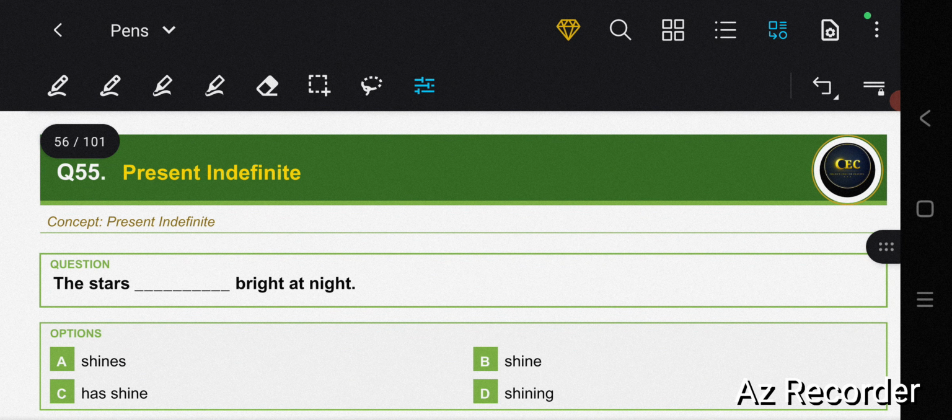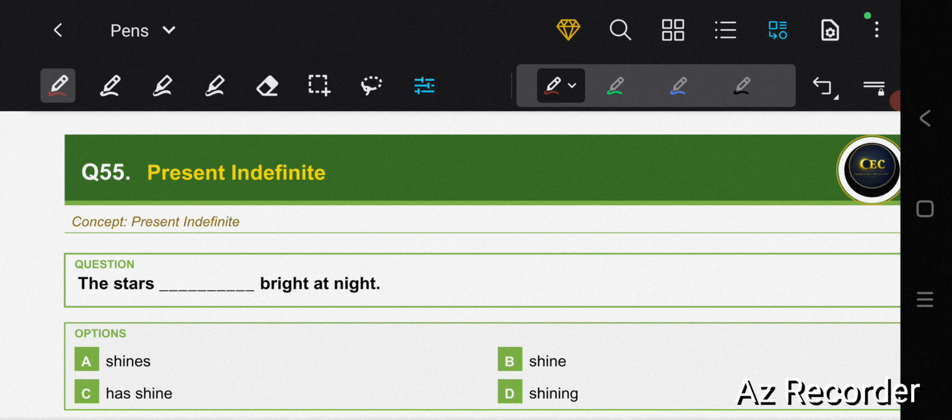Present indefinite. The stars dash bright at night. So which verb would be the suitable or correct one for the sentence? Stars means third person plural, so the verb also will be plural. Okay, so signing will not be the suitable one.